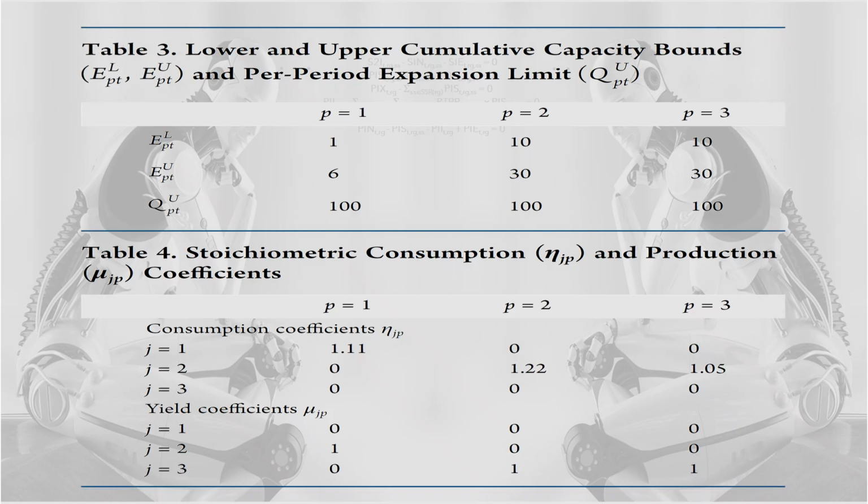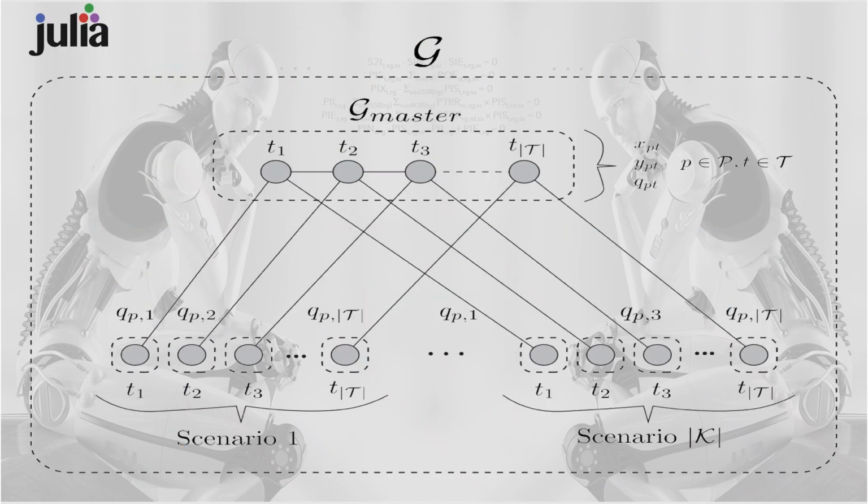Table 3, lower and upper cumulative capacity bounds per period expansion limit, provides the lower and upper bounds for capacity expansions. And Table 4, stoichiometric consumption and production coefficients, provides the stoichiometric consumption and production coefficients for each process. The figure shows the graphical structure of the capacity expansion planning problem.